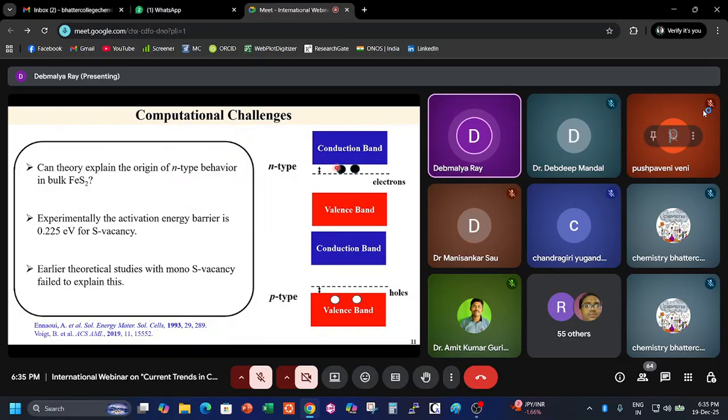And for an N-type material, the thing we are looking for is an occupied defect state that has to be near the conduction band. The closer it is to the conduction band, the better N-type material it is. And for P-type materials, we are looking for empty states near the valence band. In this case, it's an N-type material, so you are looking for an occupied defect state near the conduction band.